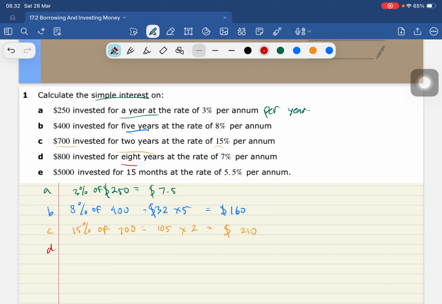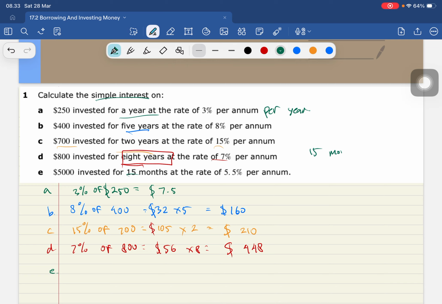D, okay, 8 years, the rate is 7% of 800. So 7% of 800 is $56. And as they ask for 8 years, we just multiply it by 8. So we get the simple interest of $448.